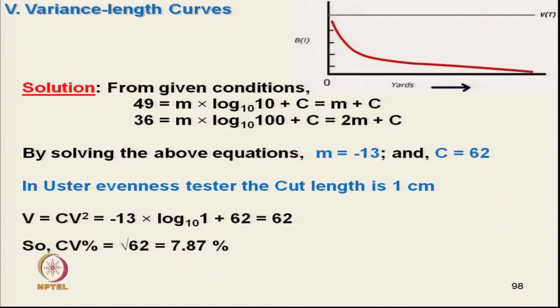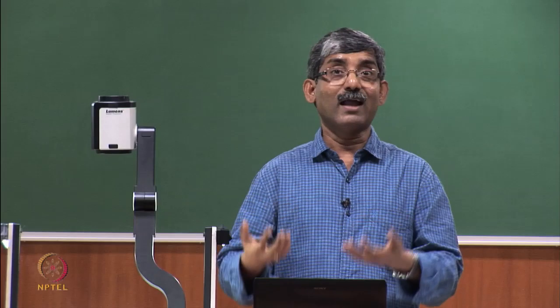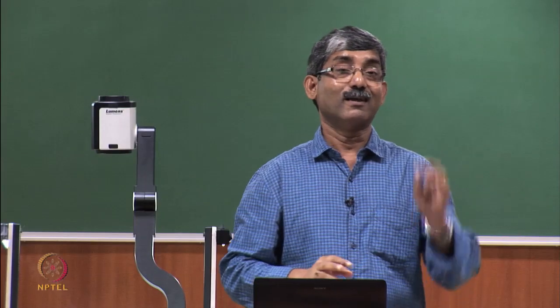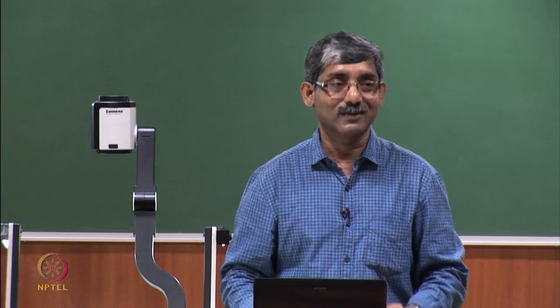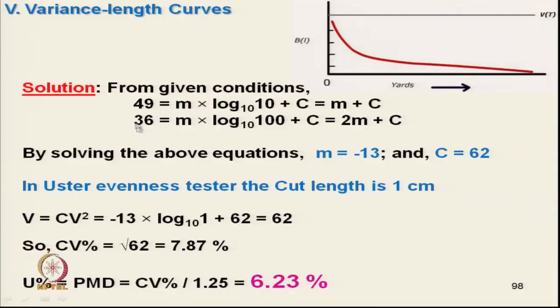And if we want to know the U percent, then it will be CV percent divided by 1.25. So, the yarn will have an approximate U percent of 6.23%. So, from the VL curve we can actually predict the value of Uster U percent. Okay. So, we can get the 2 points and from there we can always calculate.